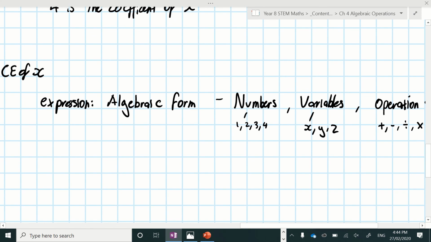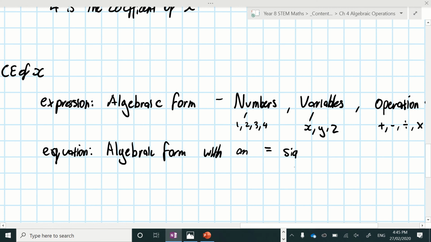An equation is very, very similar. And so an equation, the only difference is it has an equal sign at the end, so it can be solved. So the technical version of that is an algebraic form with an equals sign. Very technical.